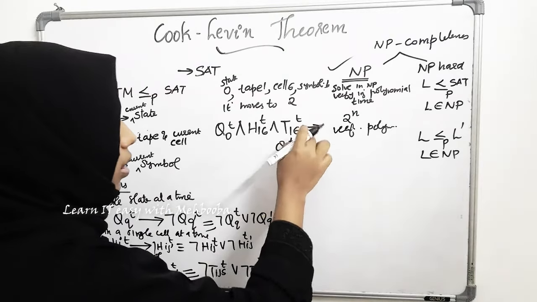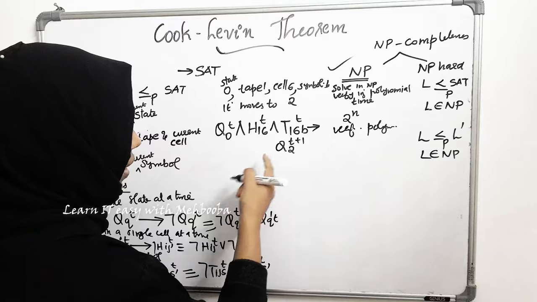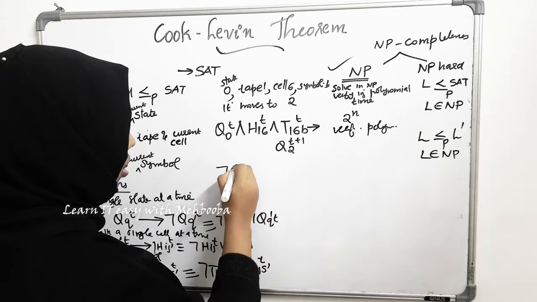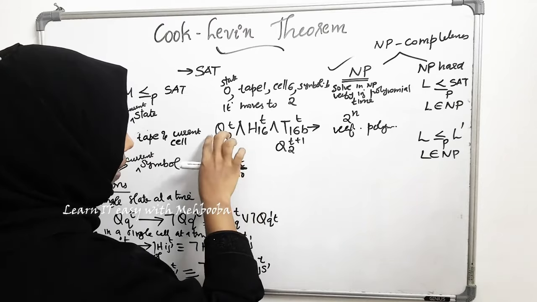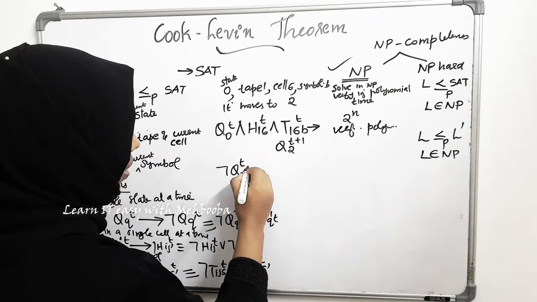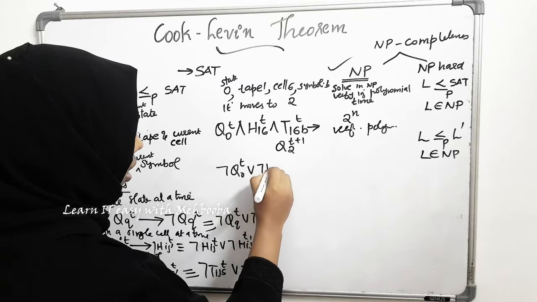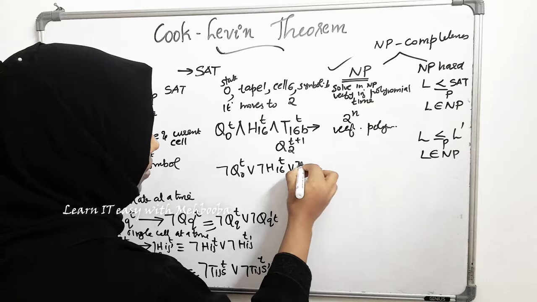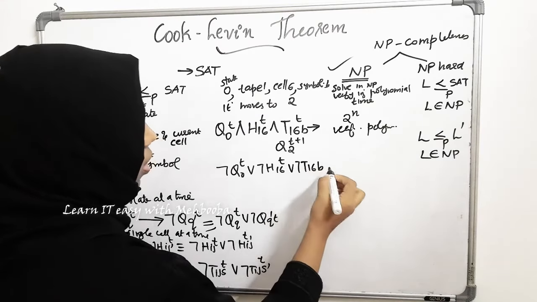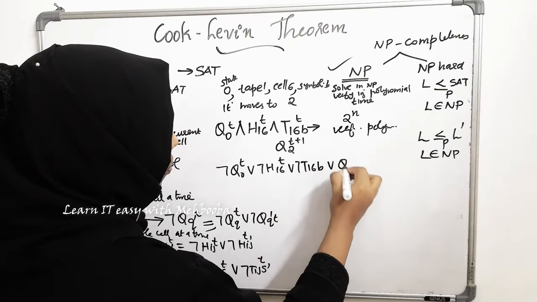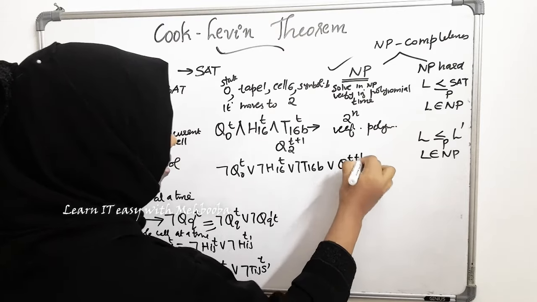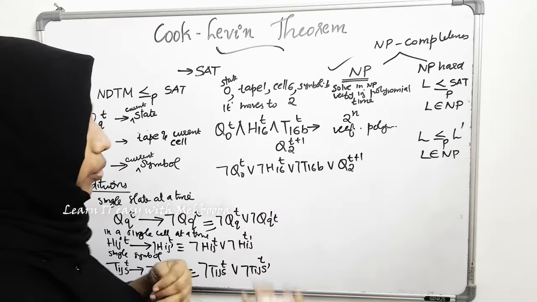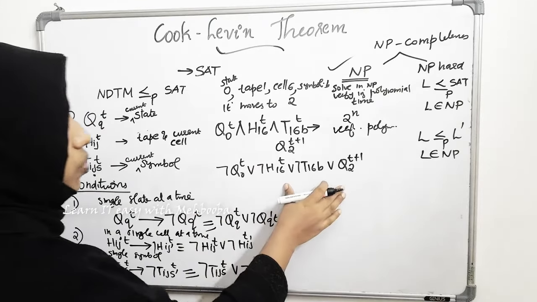Okay, now if we get rid of this implication sign, this is actually in the form p implies q. So you can write it as negation q0t. When you apply negation to the front, and will become or. Now negation h16t, now negation t16b, then or q2 t plus 1. See, this is obtained by converting this formula into negation P or Q format. Okay, so this is what we get.